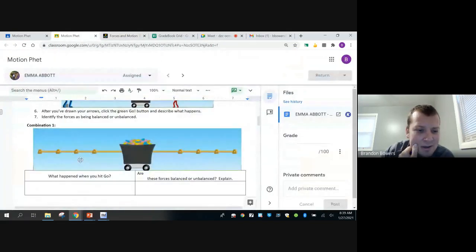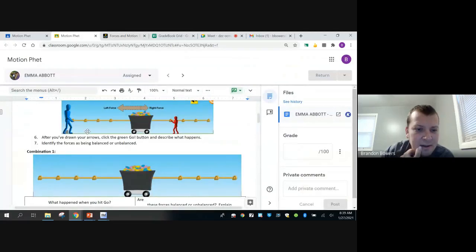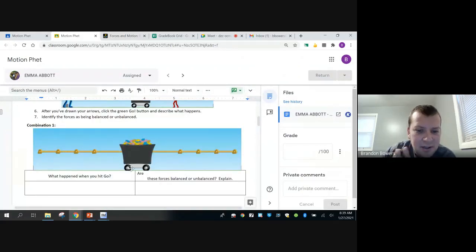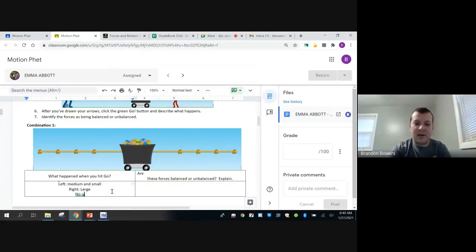So what you're going to do down here is create a combination for yourself. Now, if you want to edit this in Kami, you can. Or you can say, on the left side I had a medium and small, and on the right I had a large. You can just say it in this box and then say what happened. There was no movement. And that's what you can say.